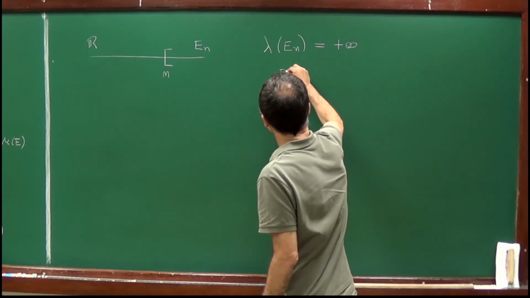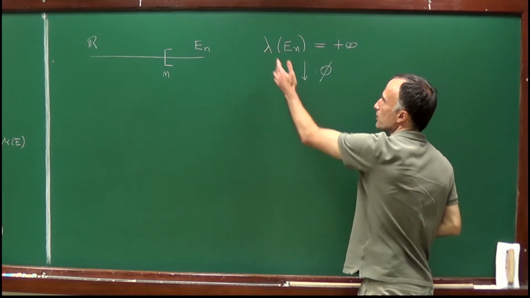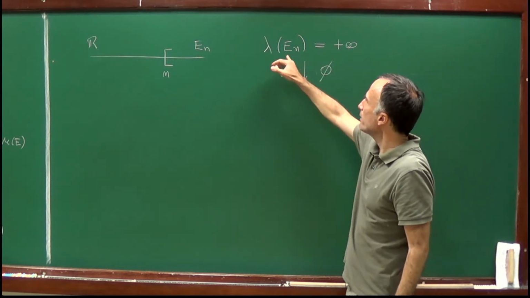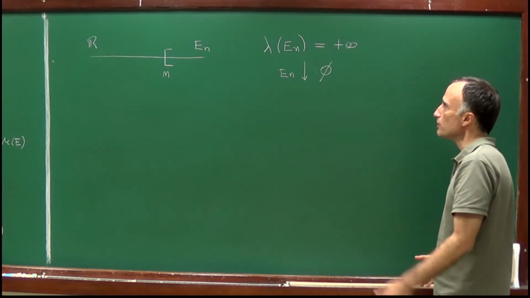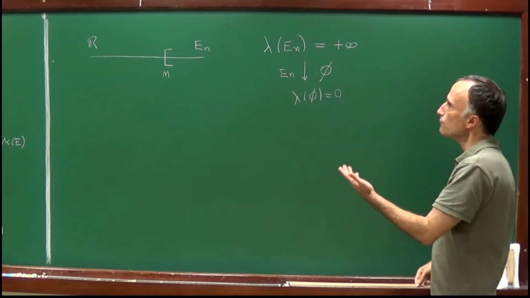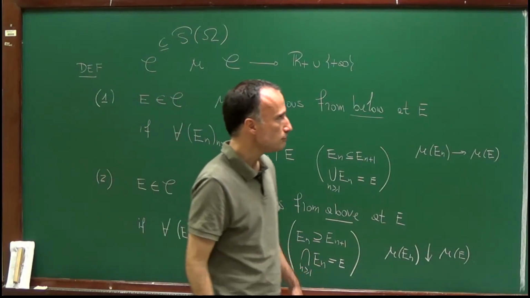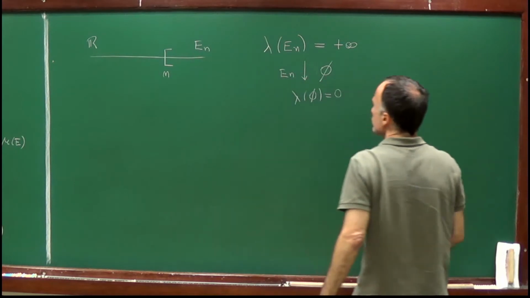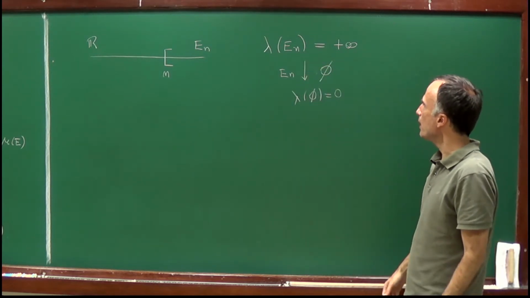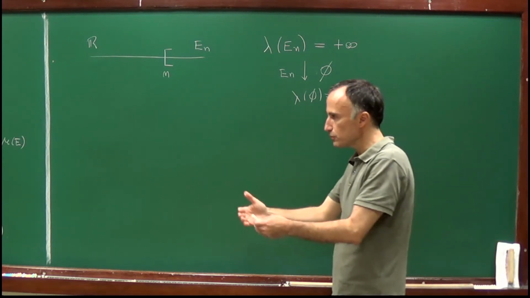We have that these sets En decrease to the empty set. So we have here an example in which we have a nice function lambda, which would not be continuous at the empty set if we didn't require lambda of En to be finite starting from some n, right? Because, well, lambda of the empty set is 0, so if we do not impose the measure to be finite, we would have here an example of a sequence which decreases to the empty set and for which lambda of En does not converge to lambda of the empty set. So to avoid this situation, we will require that the measure is finite starting from some index.